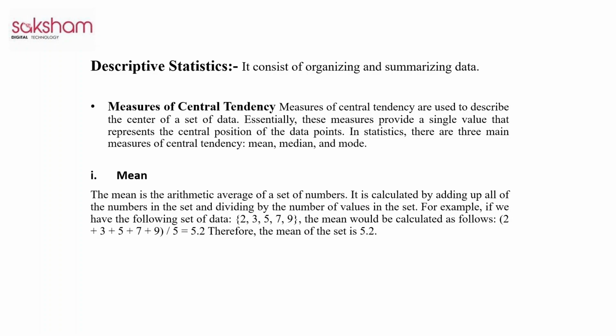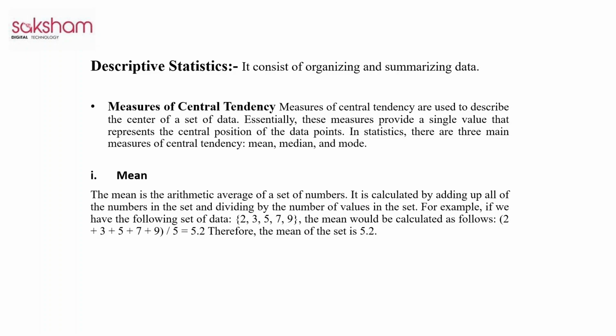So you can see mean is the arithmetic average of a set of numbers. It is calculated by adding up all of the numbers in the set and dividing by the number of values in the set. So I will give you an example like we have 2, 3, 5, 7, 9. The sum of these values is put in the numerator and we divide by the number of values. We have 5 values, so we divide by 5, so we get 5.2. So the mean of the data set is 5.2.